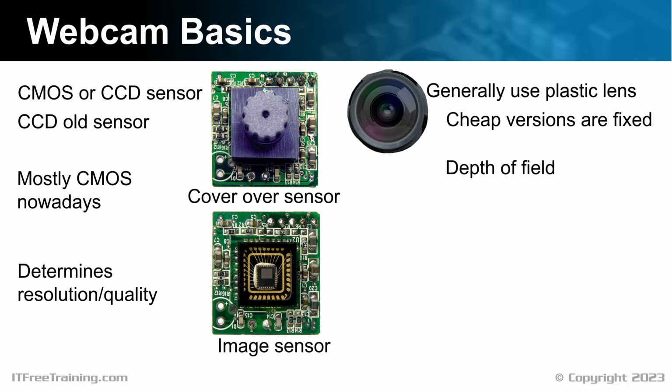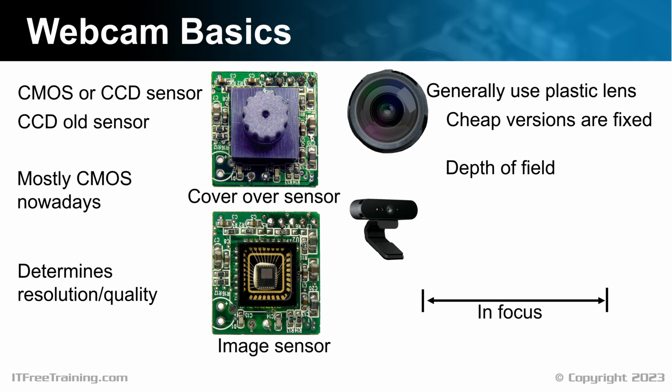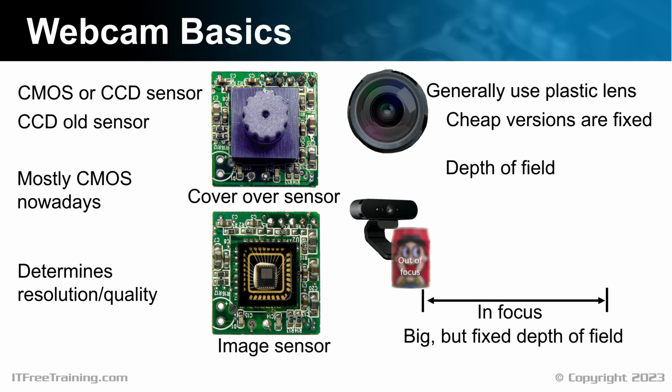Depth of field essentially means this. Consider that you have a webcam. A fixed lens webcam will have an area in front of it that will be in focus. In the case of cheap webcams, the depth of field is big but fixed. Essentially, they attempt to get the maximum depth of field as close to infinite as they can. This essentially means that if you put something too close to the webcam, it will be out of focus.